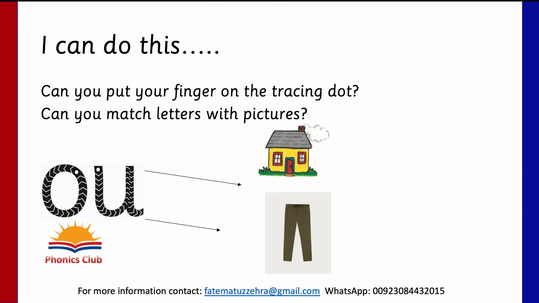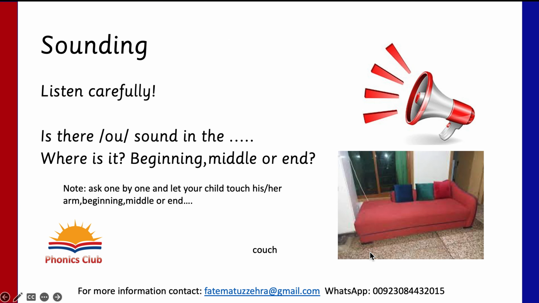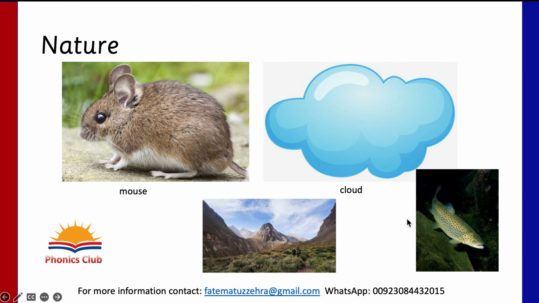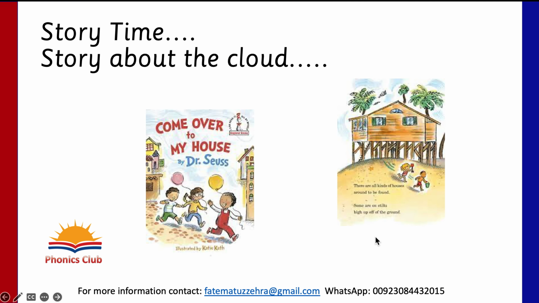Okay, now this is the time when you put your finger on the tracing dot and match letters with pictures: house with ow and trousers with o sound. Now listen carefully and tell where the sound is. Loudspeaker, the sound is in the middle. Couch, the sound is again in the middle. Okay, what is in nature? Trout, cloud, mountains, and mouse. You can talk about these things in nature.